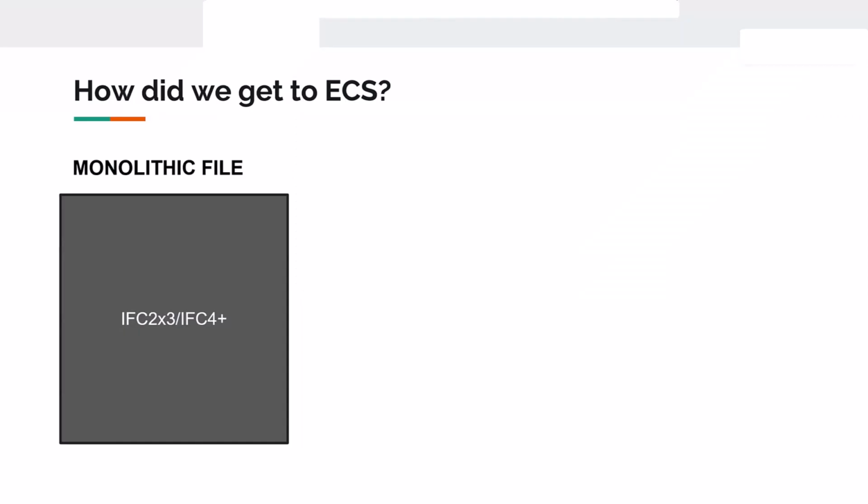So how did we get to ECS? One of the reasons I want to talk about this is just this concept. We started with what we have now, which is IFC 2x3, IFC 4, which basically people have done all kinds of other representations of, but for the vast majority of people, it's represented as a monolithic file. One file, here you go.